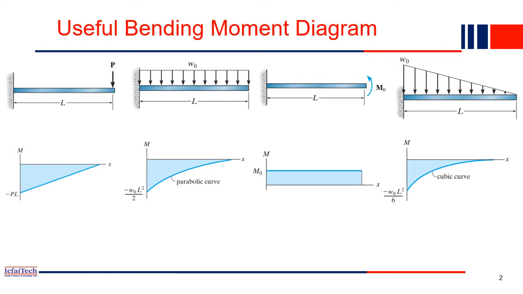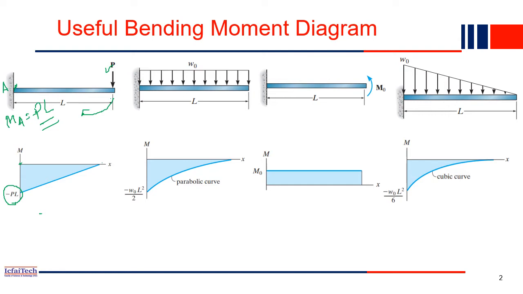Here it is given that P is acting and the total distance is L. So what will be the moment at this point? Considering the moment at A, the moment will be P, the force acting here, into L, the total distance, which is negative because it is acting clockwise. So the moment diagram at this point will be minus PL, which is what we have just computed.